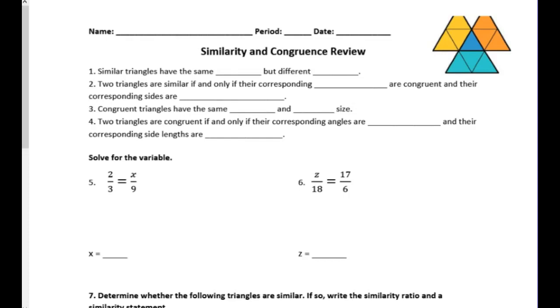Alright, so we're doing the review for the congruence and similarity triangle test. So, let's do it. Similar triangles have the same blank but different blank. So they have the same shape, but they have a different size. Alright, two triangles are similar if and only if their corresponding blank are congruent and the corresponding sides are blank. So their corresponding angles have to be the exact same. The angles will be congruent, but the sides are not going to be congruent. Those are going to be proportional.